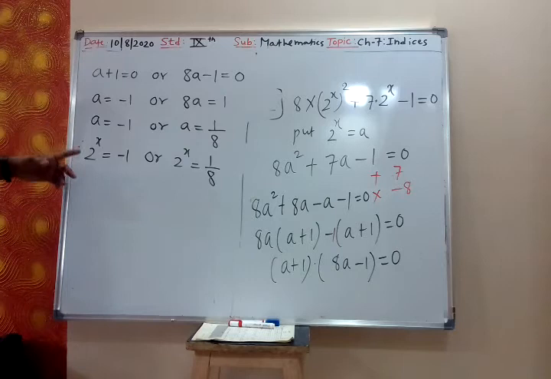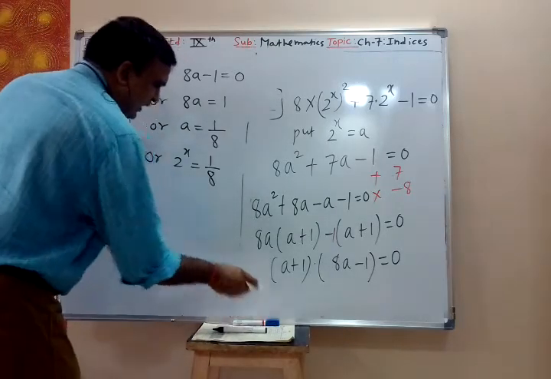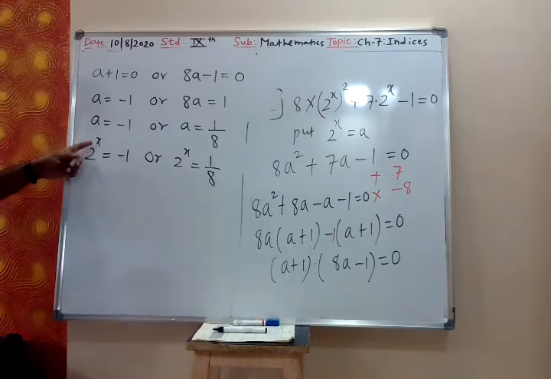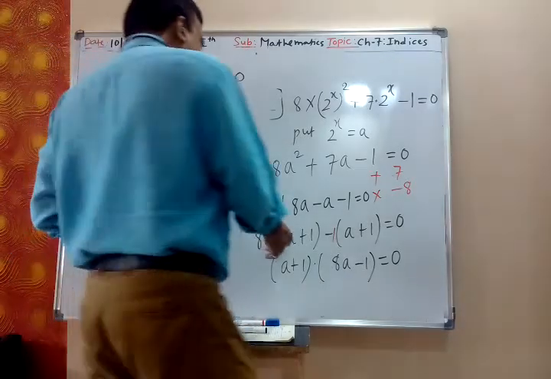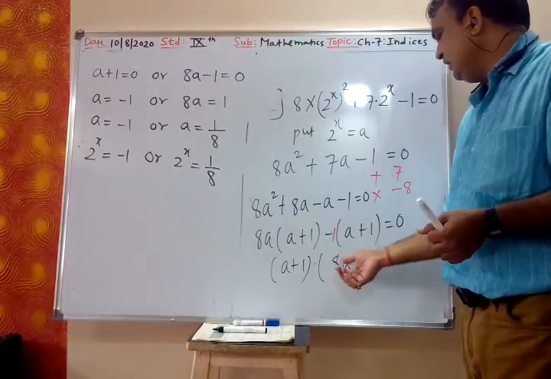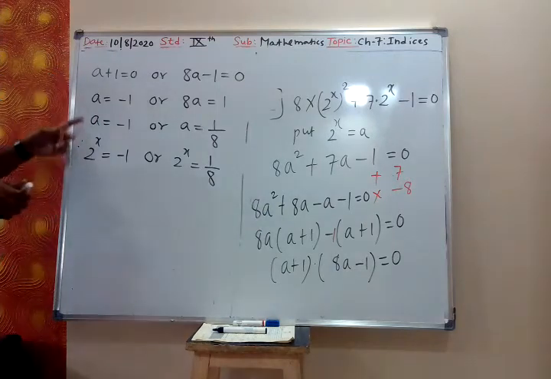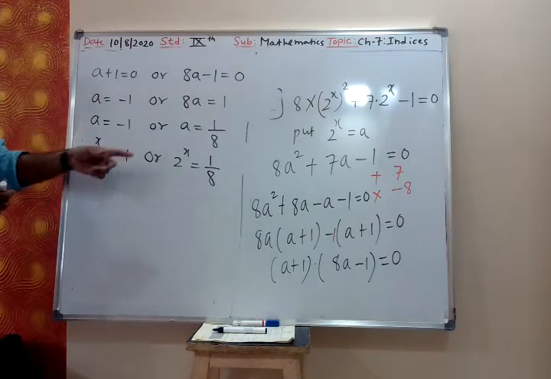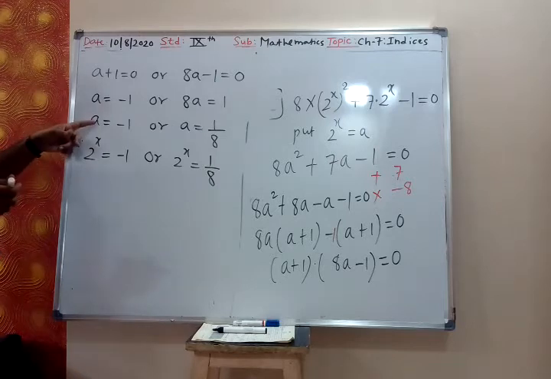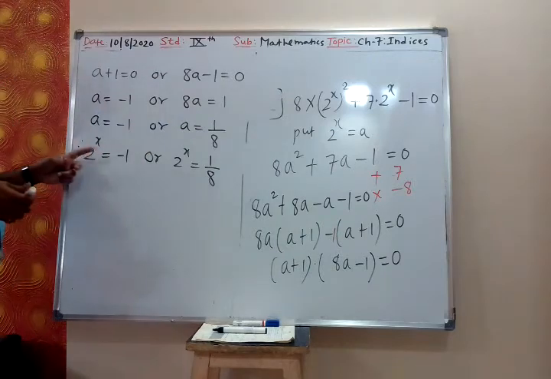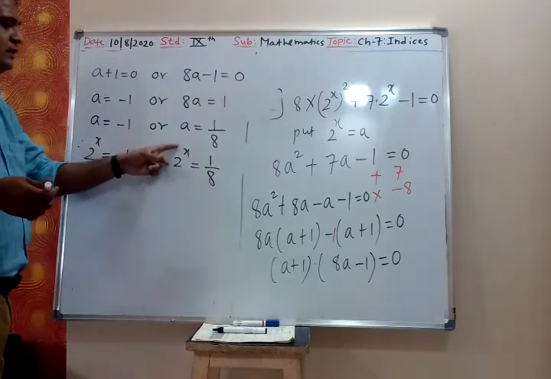No, wait. See now. This 2 raised to... which part? A plus 1 I have taken common, then 8a minus 1. A plus 1 is 0 or 8a minus 1 is 0, a is equal to minus 1 or a is equal to 1 by 8. Now I will put the value of a, which is 2 raised to x. So 2 raised to x is minus 1 or 2 raised to x is 1 by 8.